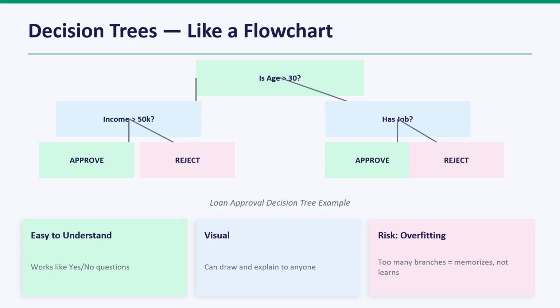The model learns these questions automatically from the training data. You don't have to define them. The amazing thing is you can literally draw this tree on paper and explain every decision. That's called model interpretability. The downside? If the tree goes too deep, it starts memorizing the training data instead of learning general patterns. That's called overfitting. We'll cover that soon.